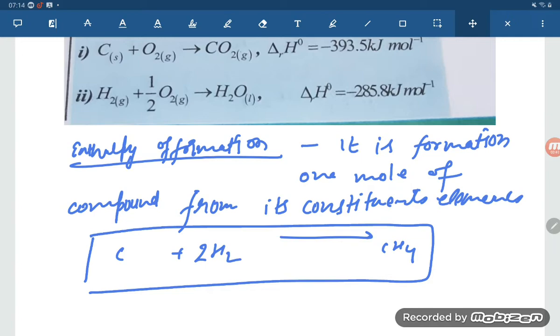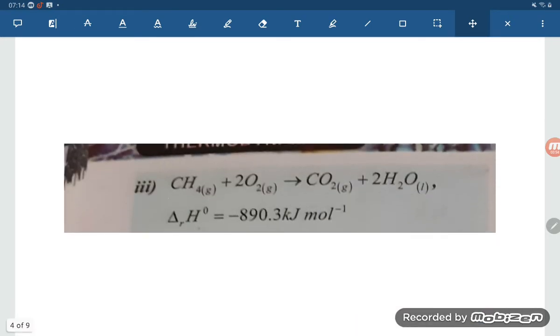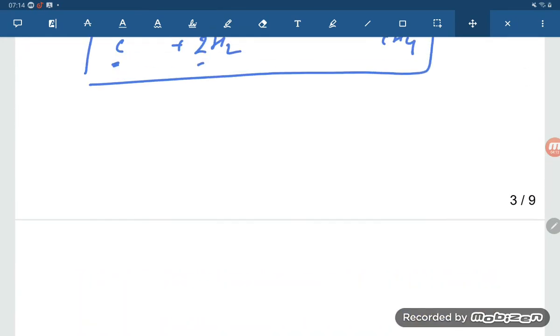See, carbon is required on the left side in the first equation, and it is on the left side. Hydrogen is required on the left side, and it is already on the left side. One more equation is there below. CH4 is required on the right side, but it is on the left side. So you change this equation, students, and add them all. If you reverse this equation, the reactants should go to the product side and the products to the reactant side, so the sign of the enthalpy will also change. So I am writing here after changing.